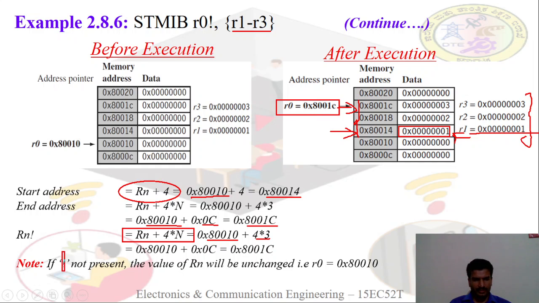If the exclamation symbol is not present, the value of Rn will be unchanged. That is, R0 is equal to 80010 if this symbol is not present in the instruction.